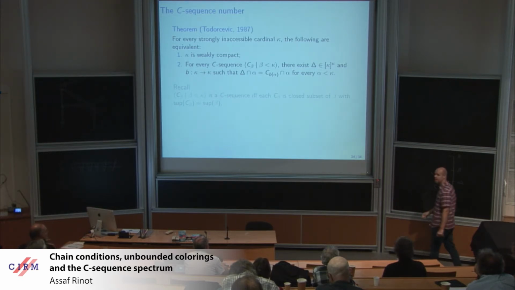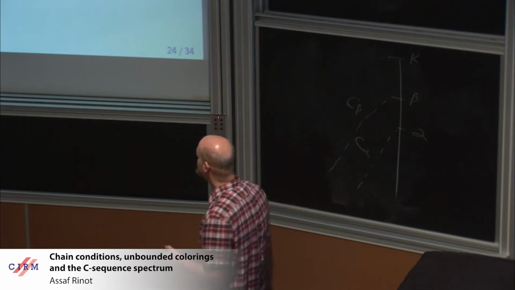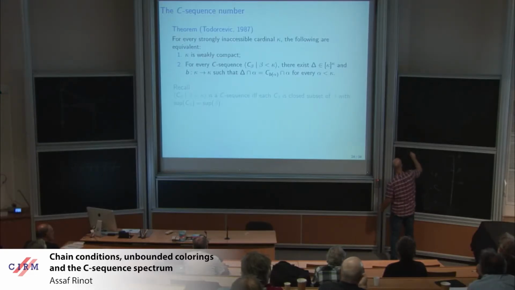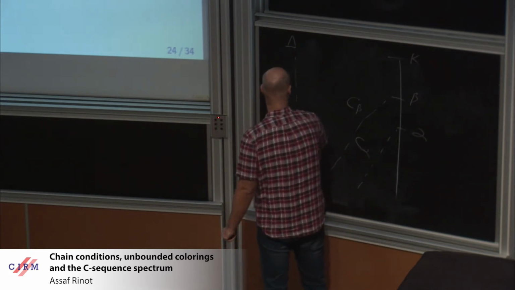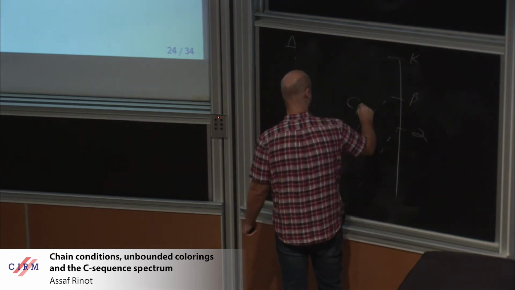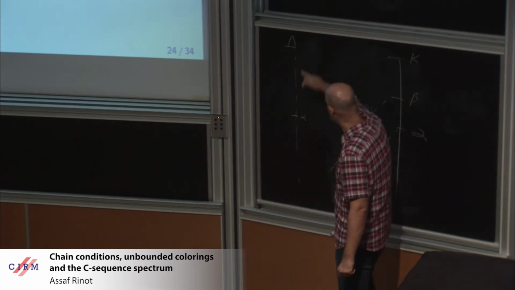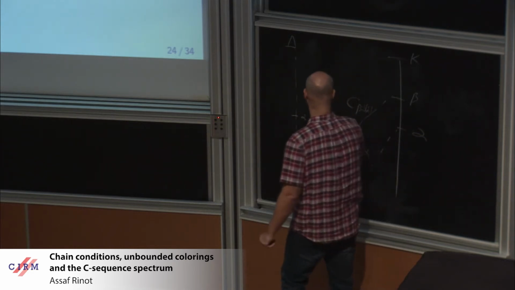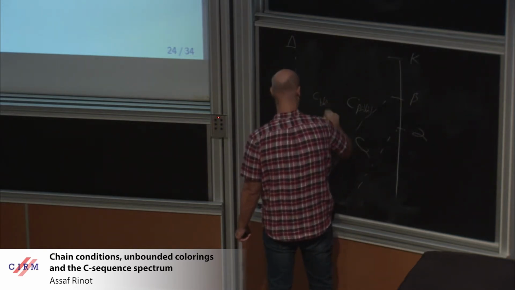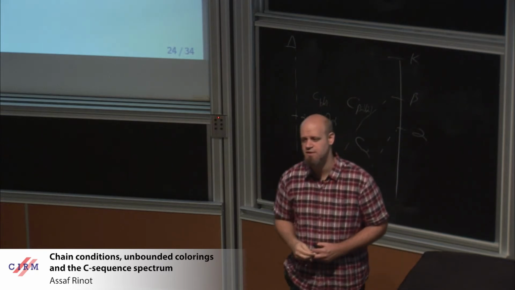And now the characterization is as follows. The cardinal is weakly compact if and only if whenever you take any C sequence, there will be a subset delta which is cofinal in kappa with the following property: whenever you look at some alpha, there will be some beta greater or equal than alpha, I'm calling it B of alpha, where your set up to alpha is actually this C B of alpha, chopped up to level alpha. This is the same as weak compactness.